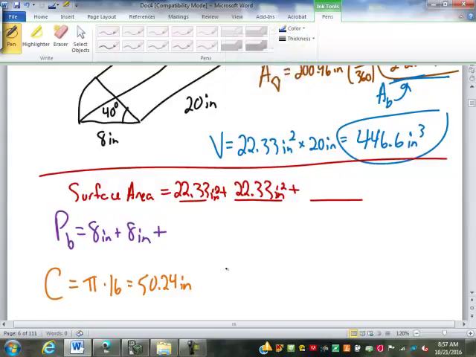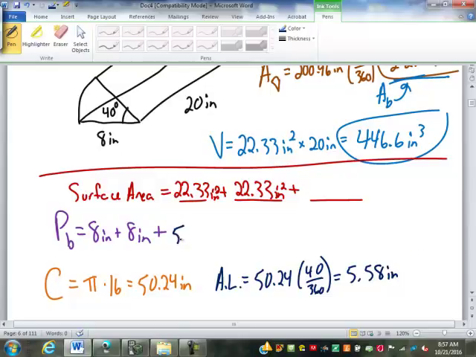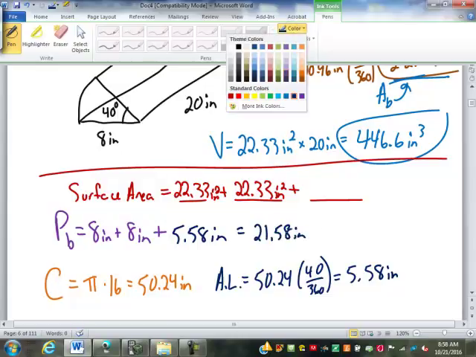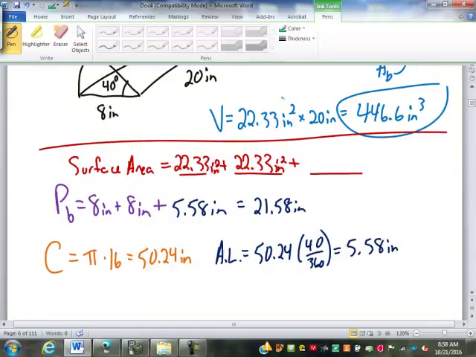So that means the arc length is 50.24 times 40 over 360, which is going to give us 5.58. Does that sound right? Inches? What you got? So 21.58 inches is our perimeter, which we will use now for our lateral area.